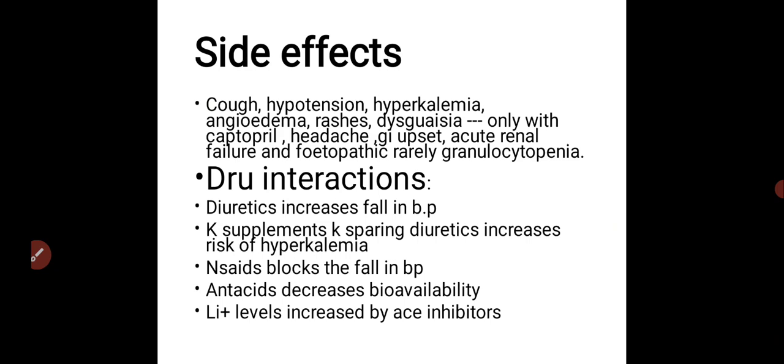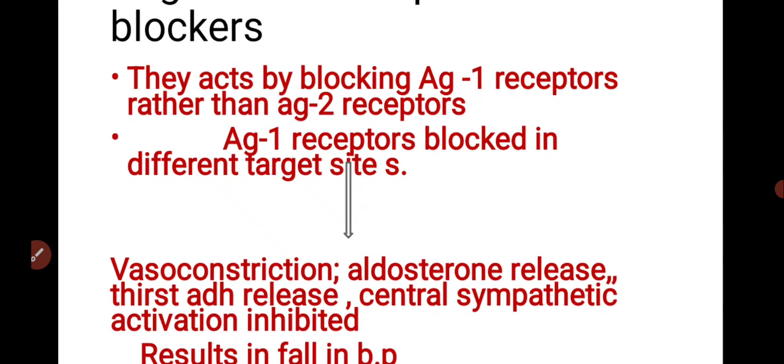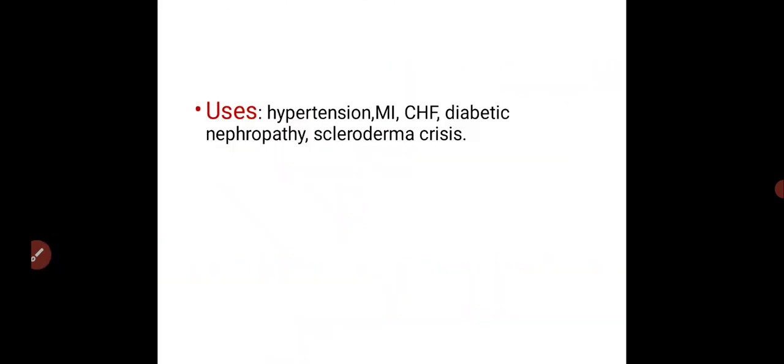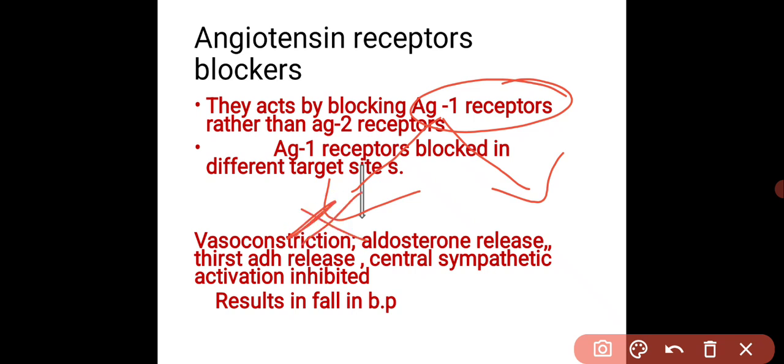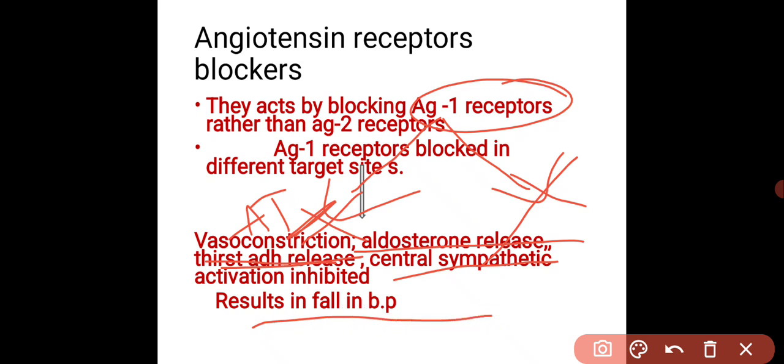For example, coming to the angiotensin receptor blockers, they act by preventing the effects of angiotensin 2 on their target sites by blocking the angiotensin type 1 receptors. On the blood vessels and the adrenal cortex, receptors are blocked, so ultimately the angiotensin 2 effects are blocked. So what are those? Vasoconstriction is blocked, aldosterone release is blocked, thirst is blocked, ADH release is blocked, central sympathetic activation is blocked. So thereby it can lead to the fall in BP.